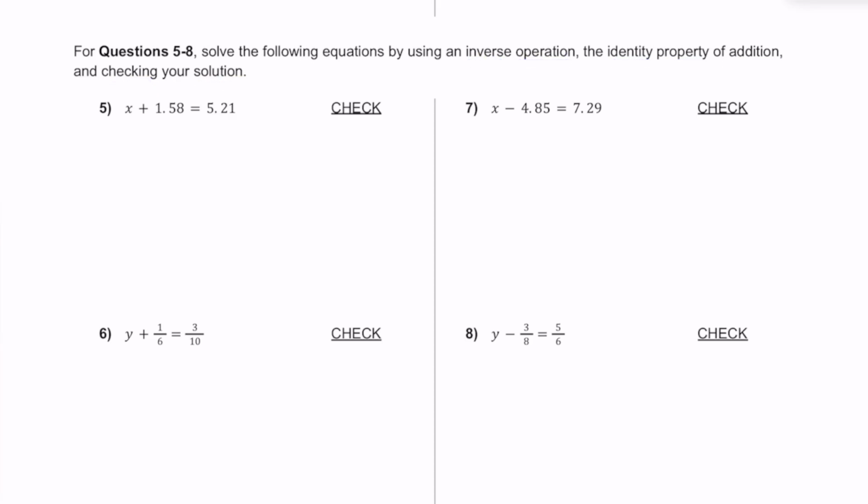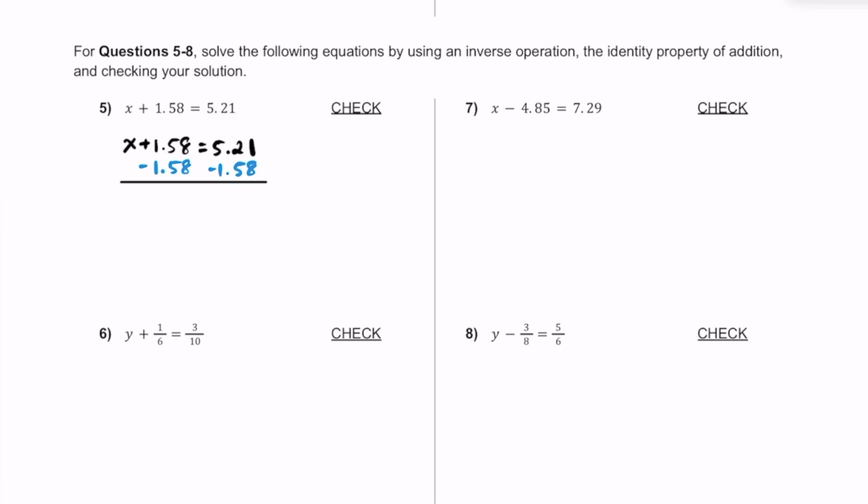All right, so number 5, we have x plus 1.58 is equal to 5.21. If we're going to use an inverse operation, we can see our problem has addition. So the inverse operation is going to be subtraction. So we're going to take this x plus 1.58 is equal to 5.21. Let's go ahead and take away 1.58 and take away 1.58. You have to do that on both sides of the equation here.